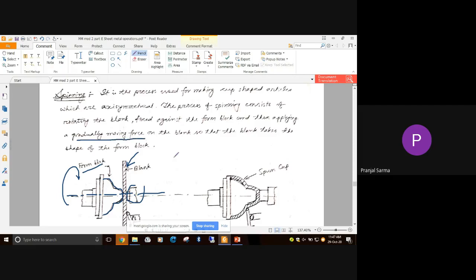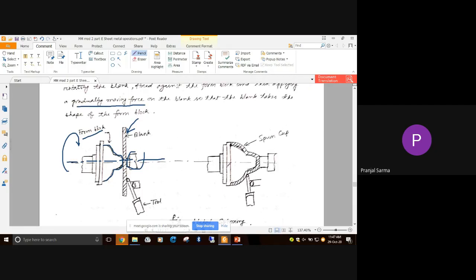This is important: gradually moving force on the blank, so that the blank ultimately conforms to the final shape. The tool we have will gradually move and apply force. In most cases, as we are talking of sheet metal, whose thickness is small, if we apply excessive force, it will be wet. So generally it is tasked with a roller. The tool is generally held at the end, and gradually the force will increase, and it will conform to this particular shape.